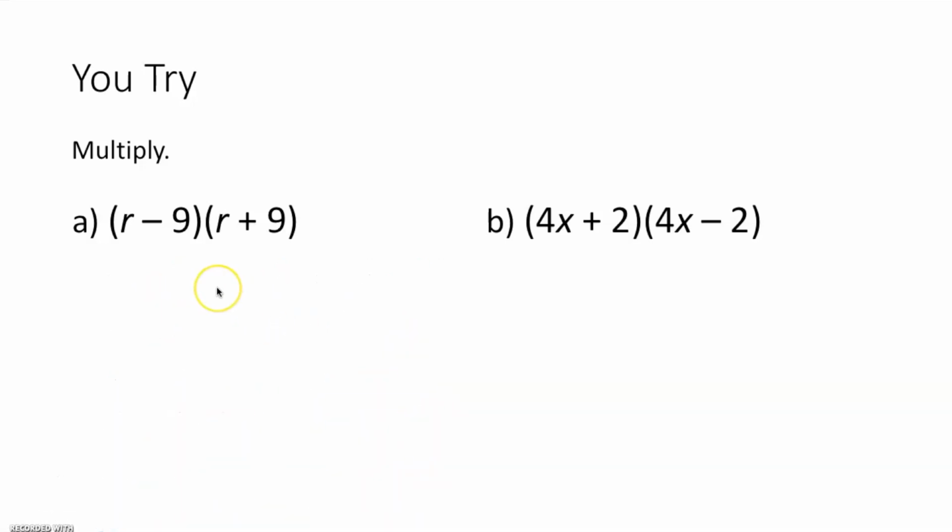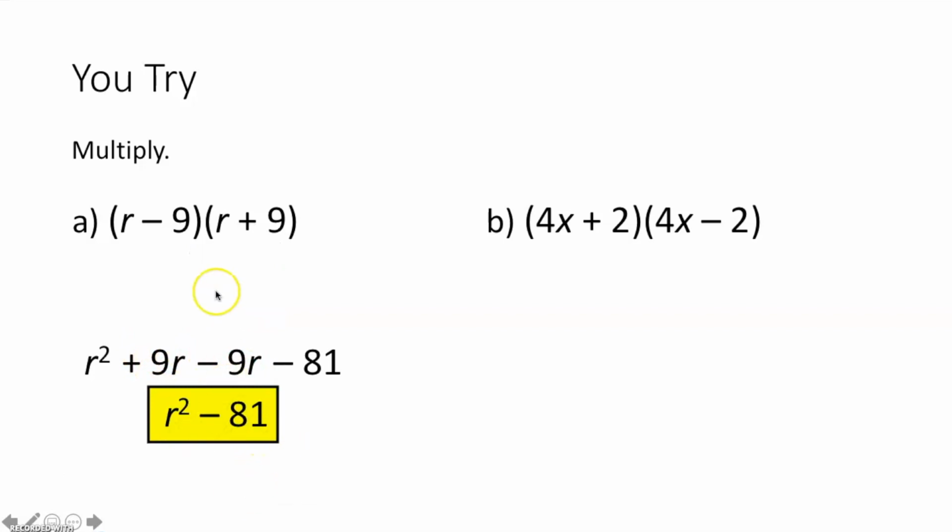If you forgot how to do that, all you would have to do is FOIL. So r times r, we multiply the first terms together, that's r squared. Multiply the outer terms together, r times 9 is positive 9r. Multiply the inner terms together. Negative 9 times r is negative 9r, and then negative 9 times 9, the last terms we multiply together, we get negative 81. Combine like terms, these two in the middle are going to cancel each other out, and you're left with r squared minus 81, just like we got with our shortcut.